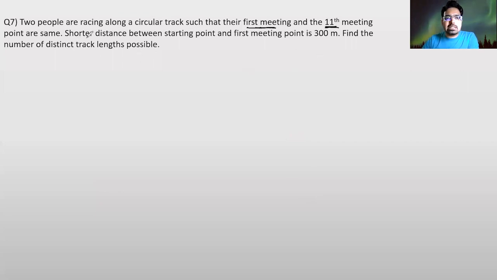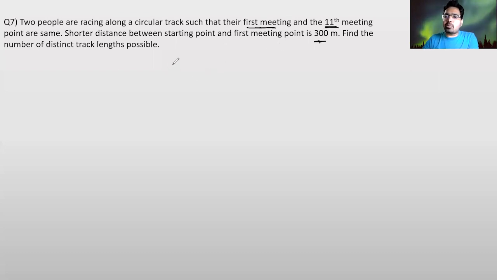Now, the shorter distance between the starting point and the first meeting point is 300 meters. That means your starting point cannot be the only meeting point. So there will be more than one meeting point on this entire track, because if the shorter length has to be 300 meters, then there will be a longer length as well, right? So let's have a look at this.